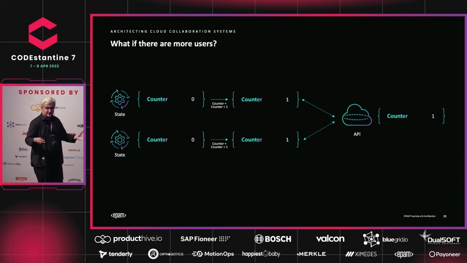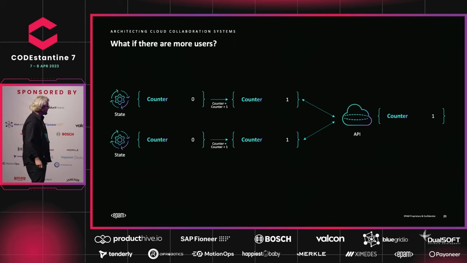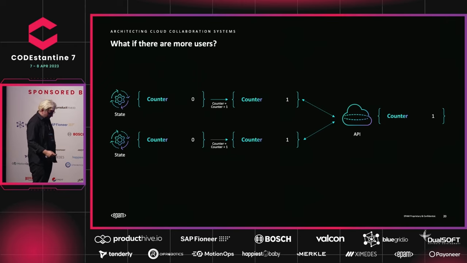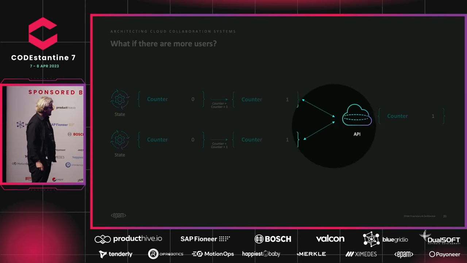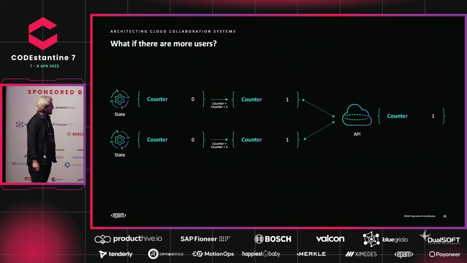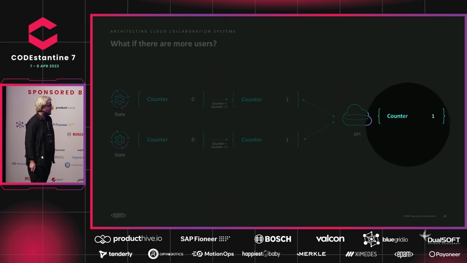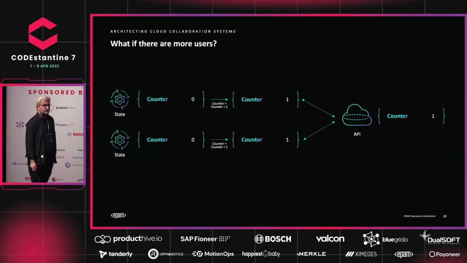But we are realistically building real-time cloud collaboration applications, not 5-year collaboration applications. And our goal is to make sure that in the end, the API, when it takes those two states, it will actually persist number 1. But the counter has been pressed twice, and we are expecting really to have number 2 in there.